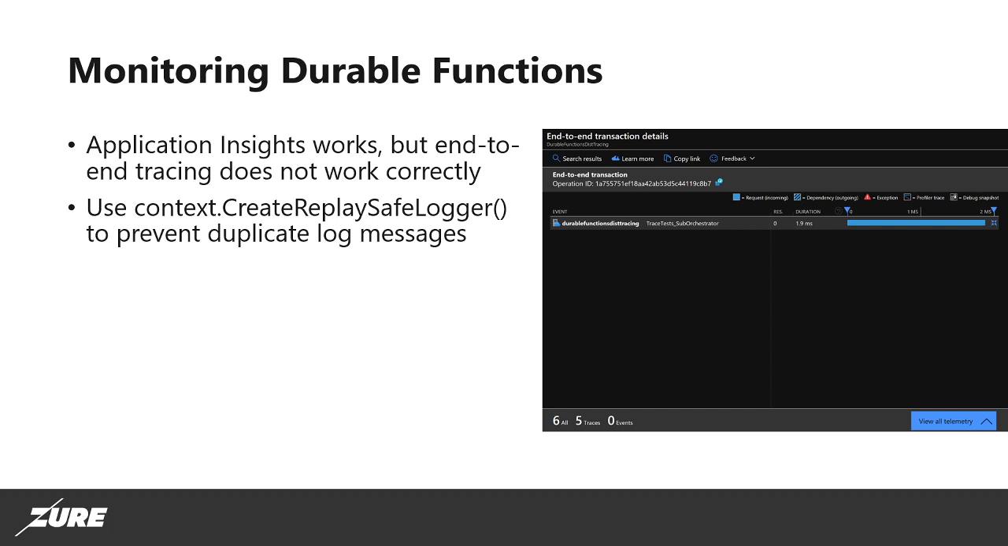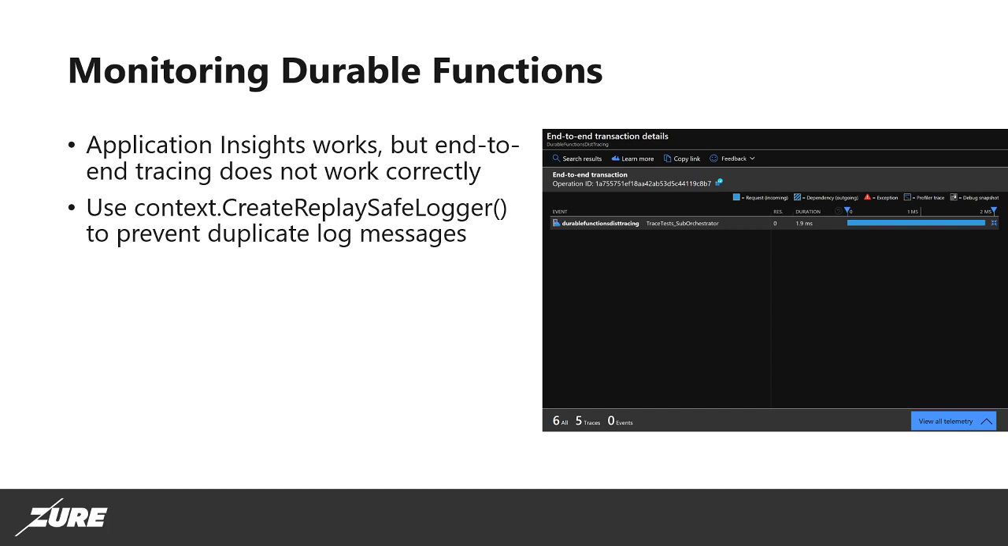Now, monitoring of durable functions is not the best thing. Azure Application Insights works, but the end-to-end tracing, as you see in the screenshot, doesn't work correctly yet. The team is working on it, but you can see that there's a sub-orchestrator running there for 2 milliseconds, but the activity call that it did isn't visible, and the main orchestrator that started that is also not visible.